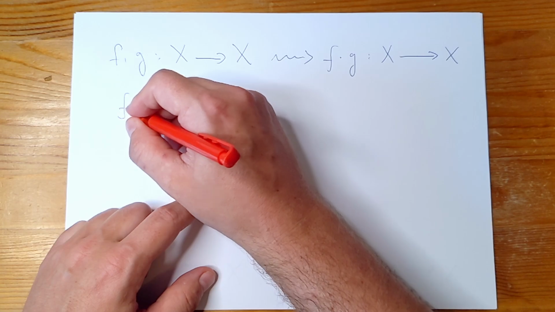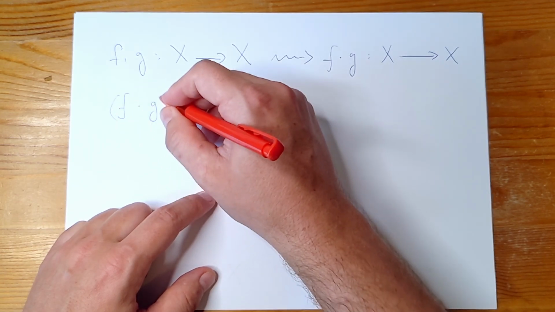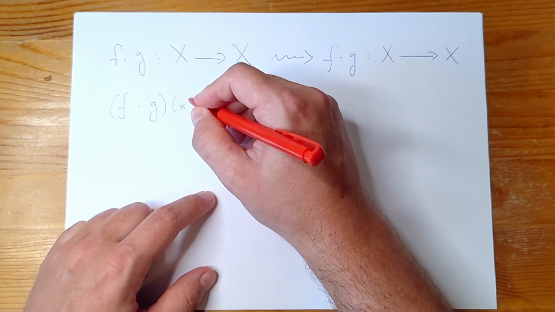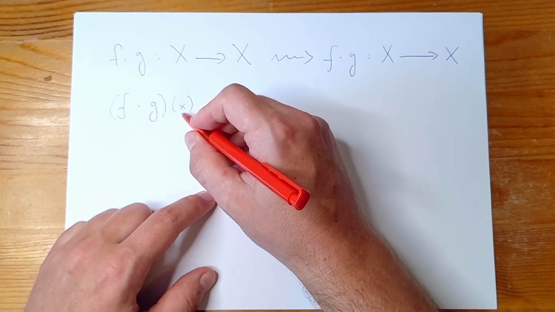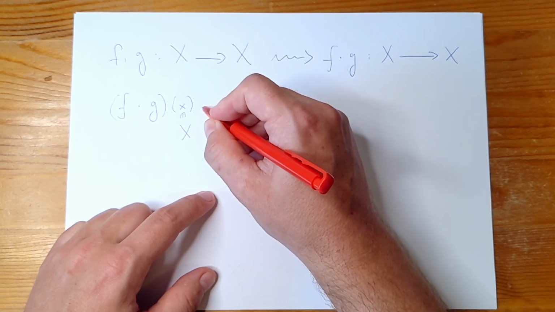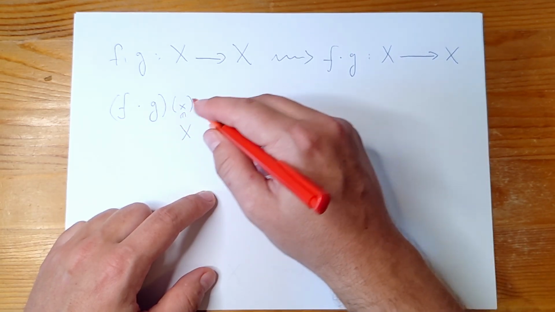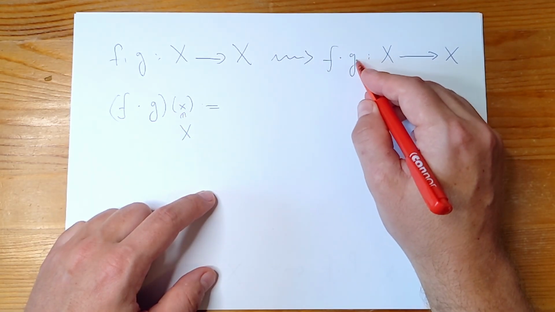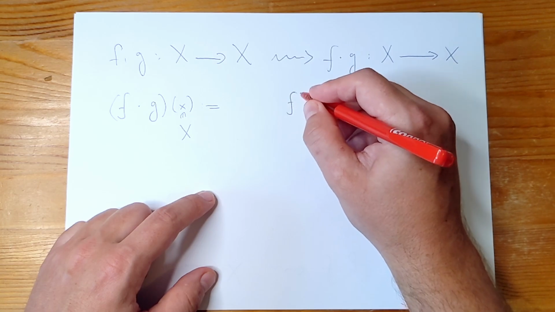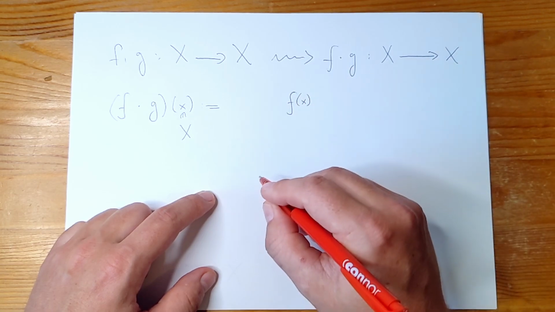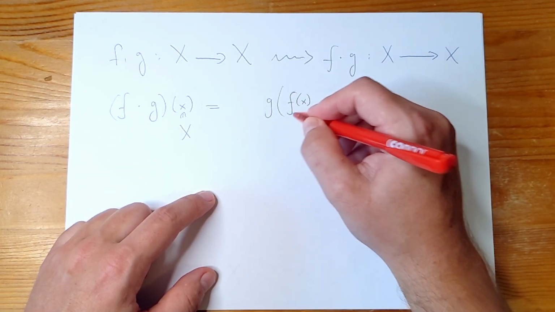And how do you define it? So in order to make this a map, you have to say, if you have an element small x in big X here, what is the image? So where does it map to? And now we first do F and then G. So I first apply F to this small x, and then I apply G to the result.